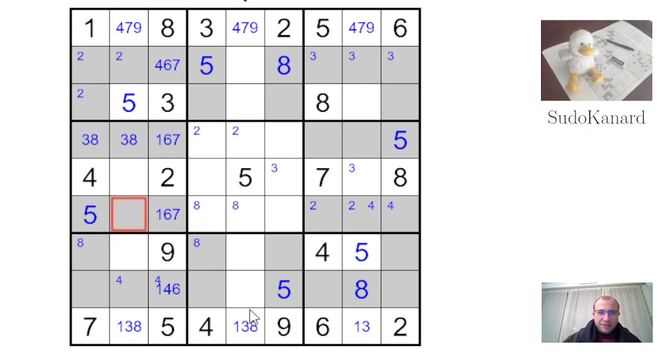All right, so that was nice, but what else can we do? 1 here. So in this extra region, 1 can only appear here or there. That doesn't seem to be so powerful.